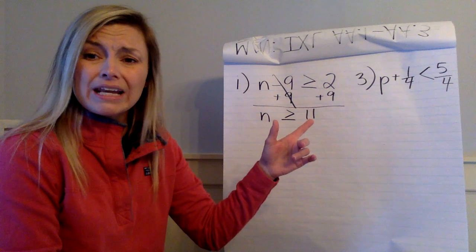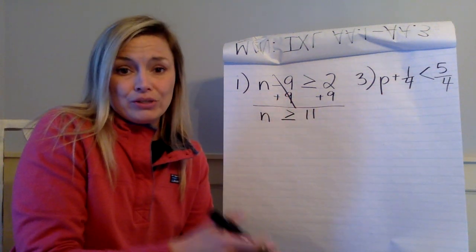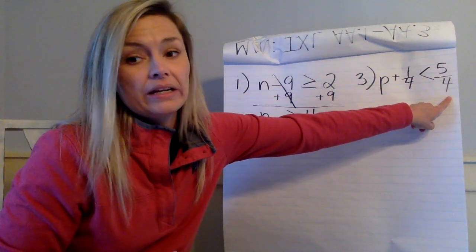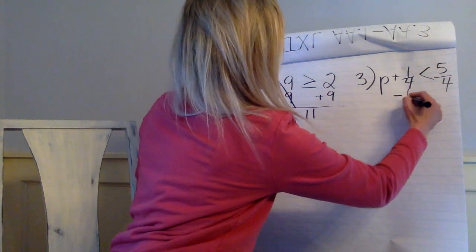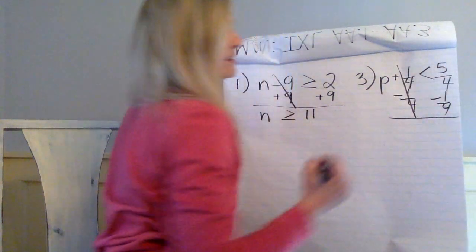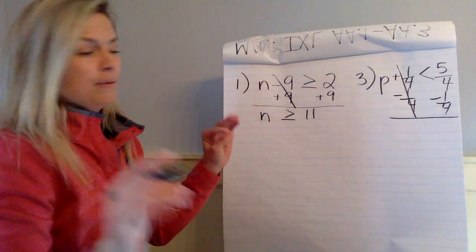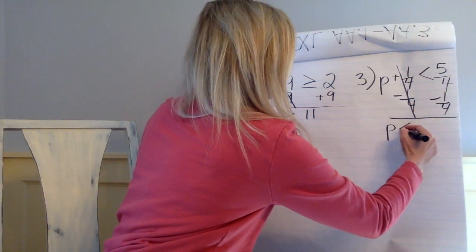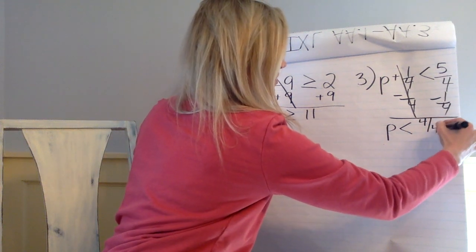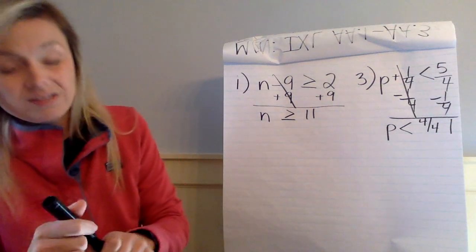Okay, looking at number 3, same thing. What's happening to p? 1/4 is being added to it. So we need to take 1/4 away here, but also here. So I'm going to subtract 1/4. I'm going to subtract 1/4. These cancel out. It's like it never happened. Add 1/4, take 1/4 away, never happened. P is less than 5/4 minus 1/4 is 4/4, which is the same as the number 1. Okay, 4/4 is a whole.